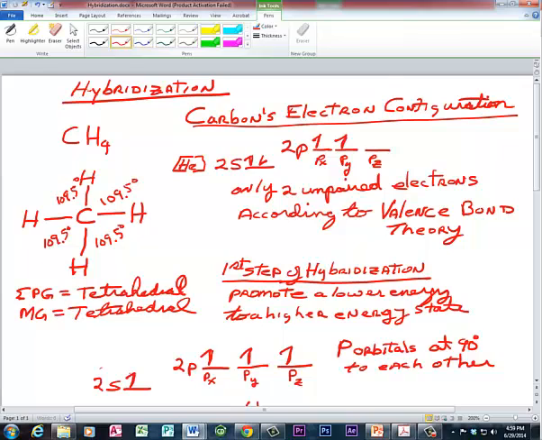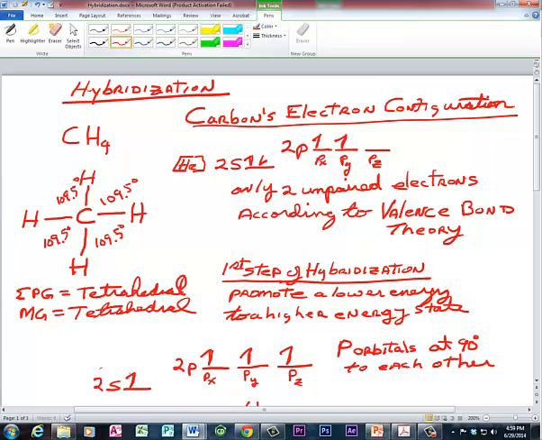Now, problems arise with valence bond theory when we look at molecules such as methane, CH4. If we study methane, we know that methane actually has a tetrahedral electron pair geometry and molecular geometry, but it's the tetrahedral electron pair geometry we're going to focus on, because that is what creates those 109.5 degree bond angles. So let's look at what valence bond theory would say about carbon bonding to four hydrogens.